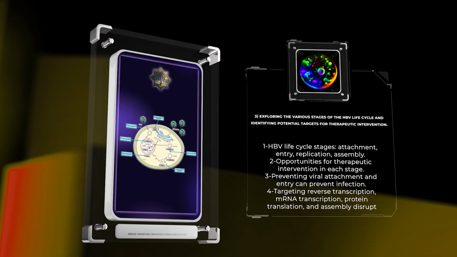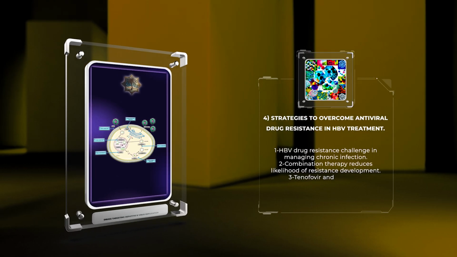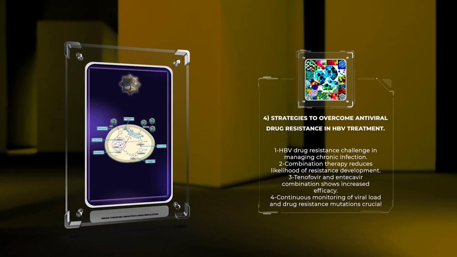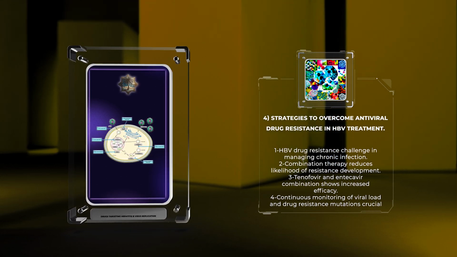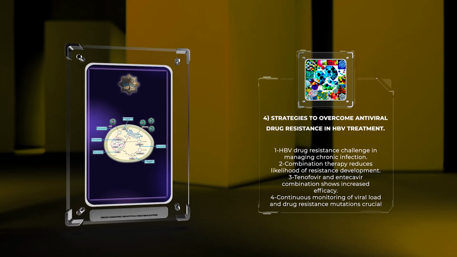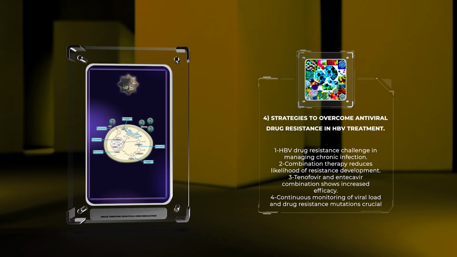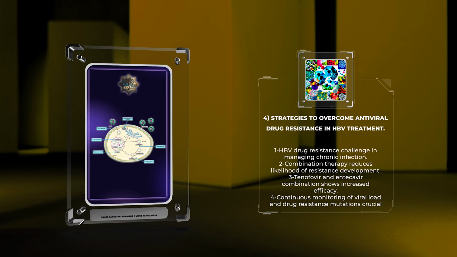achieve viral suppression. Antiviral drug resistance is a significant challenge in the management of chronic HBV infection. Some HBV strains develop mutations in the viral polymerase gene, rendering them resistant to certain antiviral drugs. To overcome drug resistance, combination therapy is often employed. This involves using two or more antiviral agents with different mechanisms of action, which reduces the likelihood of resistance development.